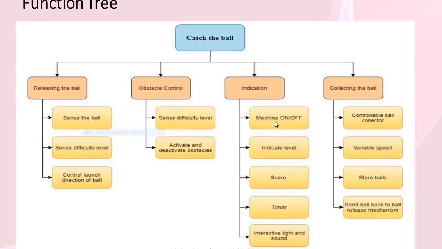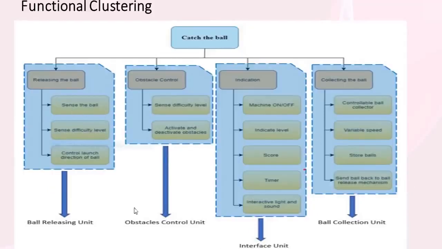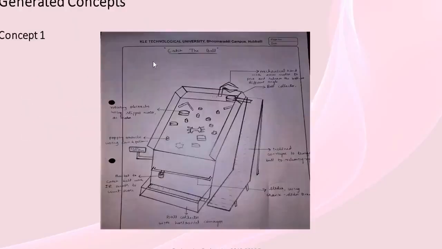The game starts when we press the on button. In collecting the ball, the basket will be sliding, and its speed can be varied, and the balls will be transferred to the ball releasing mechanism. So these functions come under the ball releasing unit, these under the obstacle control unit, these under the interface unit, and these under the ball collection unit. So these are the subsystems identified.